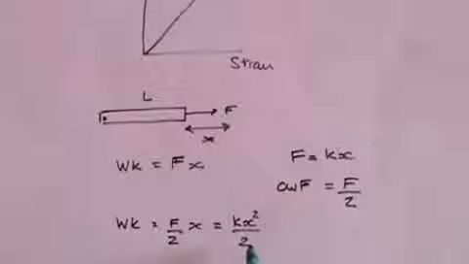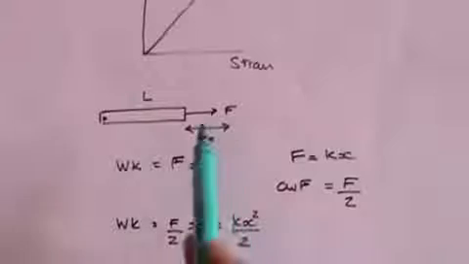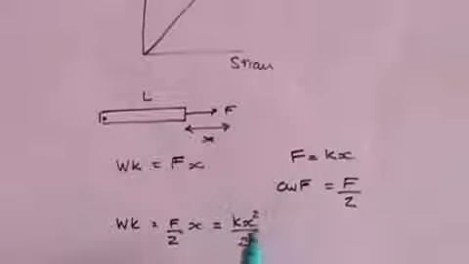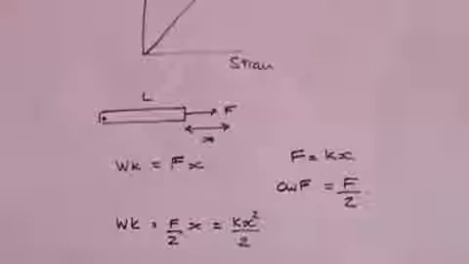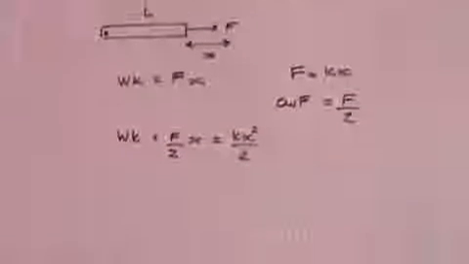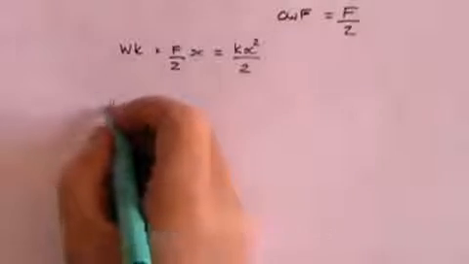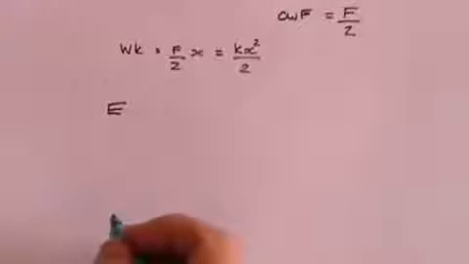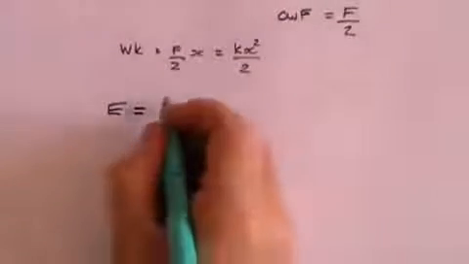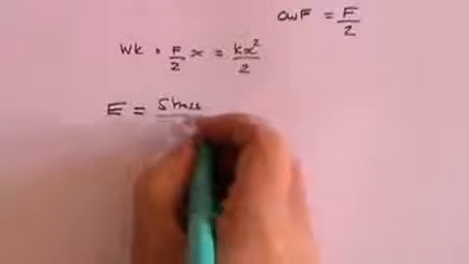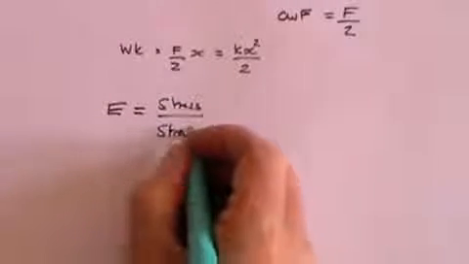And the energy that it gives off is the potential energy, which is the same as the work done to pull it out in the first place. And that's kx squared over 2. We now come to Young's modulus. Young's modulus, which is usually represented with the capital E, is equal to stress divided by strain.